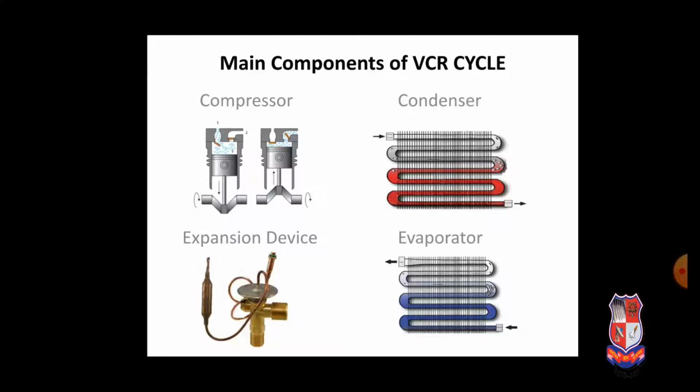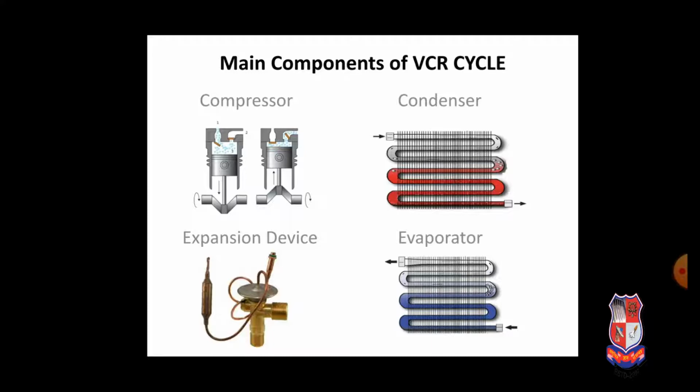Now we are going to discuss about the expansion device. The function of expansion device is to reduce pressure and temperature of liquid refrigerant, so liquid refrigerant is easy to vaporize or evaporate in evaporator.